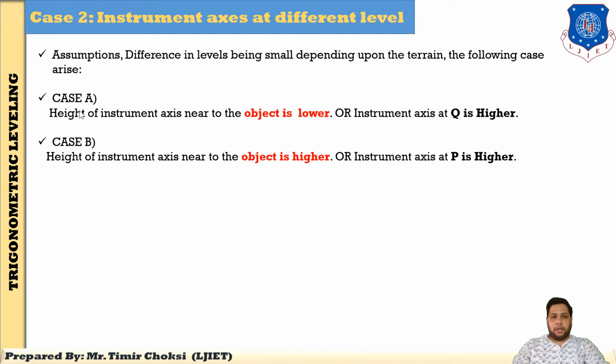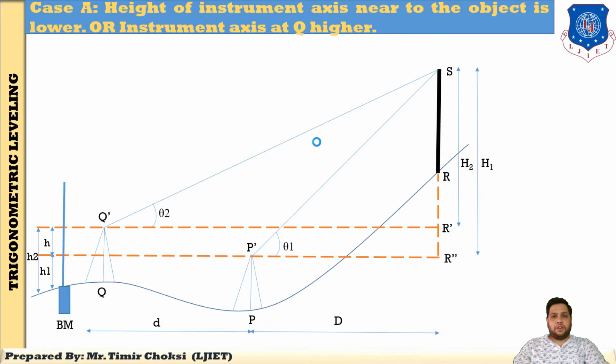You know that in case A and case B, the height of the instrument axis near to the object is lower, meaning the instrument axis at Q is higher, and in the second case the instrument axis at P is higher. I have already explained all the concepts and derivation, with photographs and images, in the previous session. So you should watch video number 4 first to understand this session.